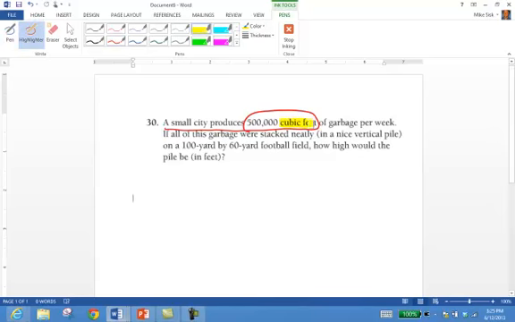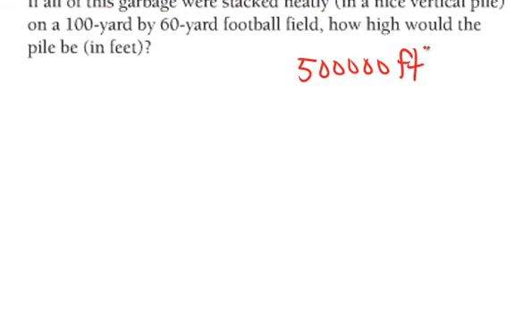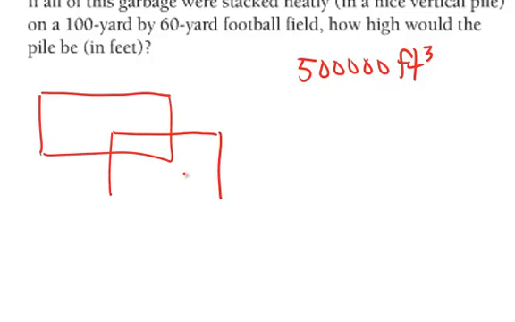That's your key word, which oftentimes we'll write as feet cubed. So we know that we have 500,000 cubic feet of garbage. Now, when you have cubic feet, that little 3 means 3 dimensions. I'll do the old famous drawing that many of us probably drew when we were kids and see if this will work out and sort of give you an idea.